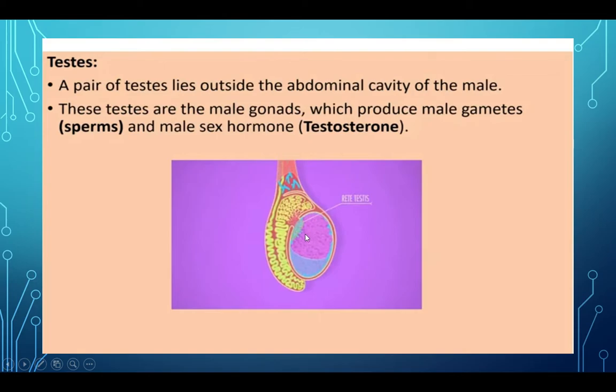And this testis is the male gonad, which produces the male gamete. So this testis only produces the male gamete. What is a male gamete? Sperm. Remember, children, what's a male gamete? Sperm. And the male sex hormone is what? Testosterone. This is produced by the testis.